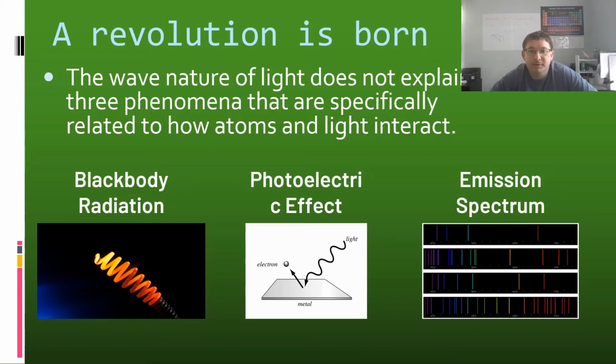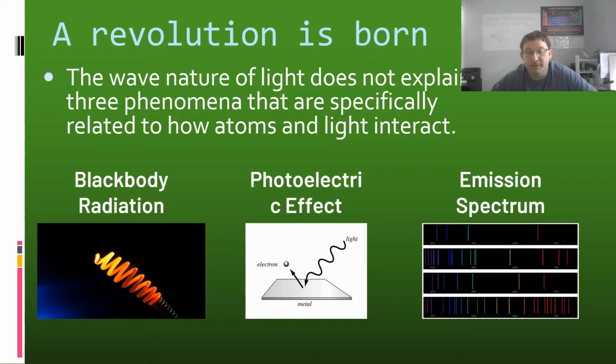The photoelectric effect is when light of a certain minimum frequency hits the surface of a metal and ejects an electron. Not just any light, but light of a certain frequency or above that frequency will eject electrons from the surface of the metal.